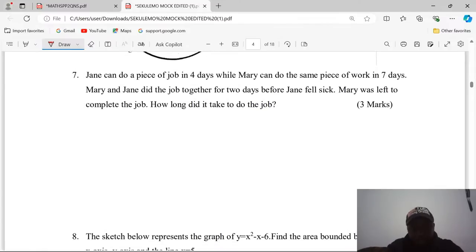Rates of work and proportions. You better be serious in this one. You better be very careful with this question. Rates of work is a simple concept, but most of the students tend to think that it is a difficult concept. Yet it is very cheap, easy to understand.